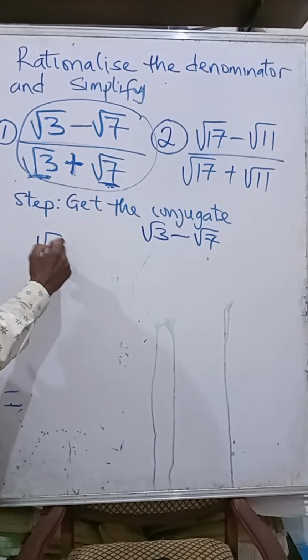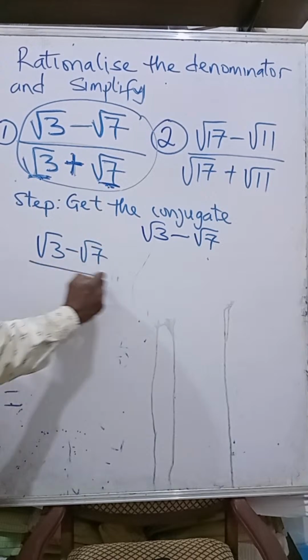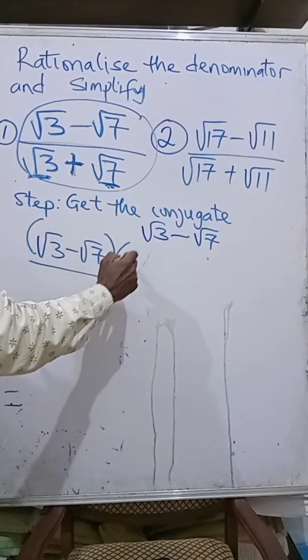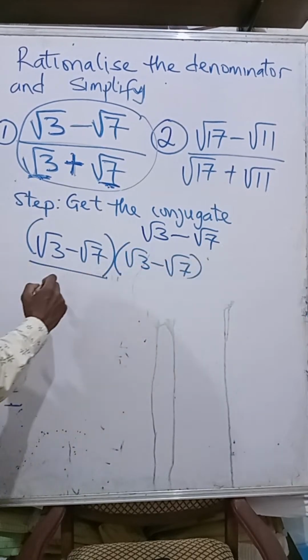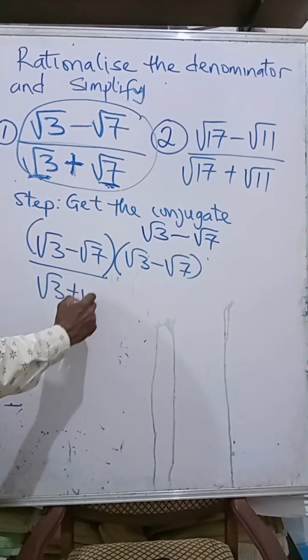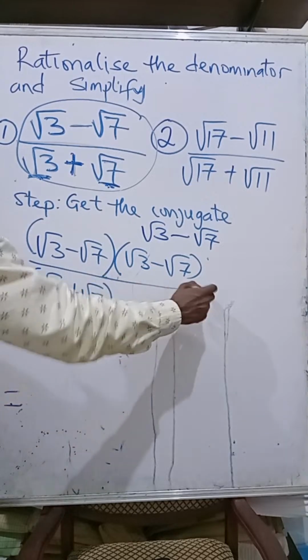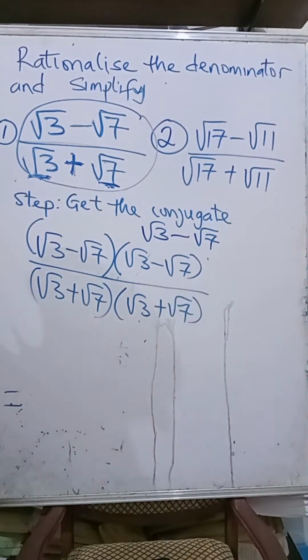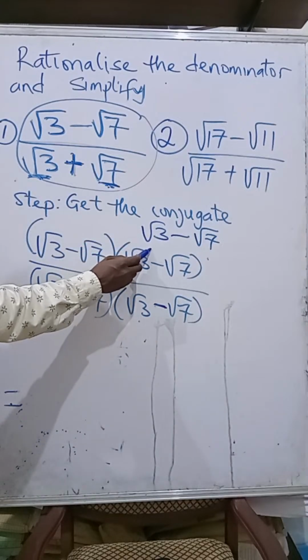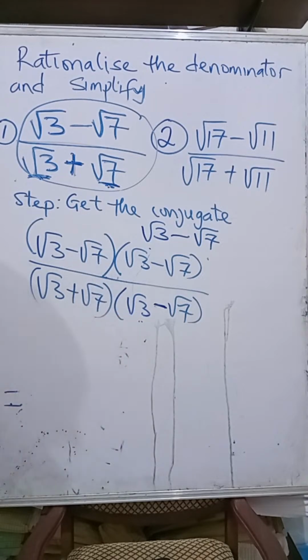And then write the question and multiply the top by the conjugate. Multiply the top and the denominator also by the conjugate. That's root 3 plus root 7. Sorry, this one is a minus. That's the conjugate times the top, conjugate times the bottom, the numerator and the denominator.